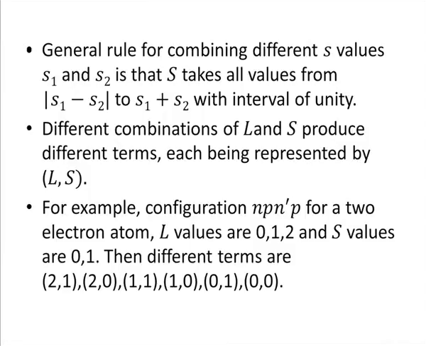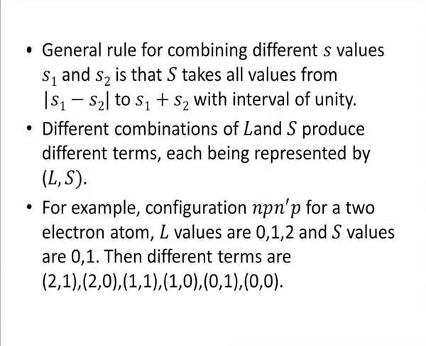General rule for combining different S values S1 and S2 is that capital S takes all values from modulus of S1 minus S2 to S1 plus S2 with interval of unity. Now, different combinations of capital L and capital S produce different terms, each being represented by capital L, capital S. So, that means capital L comma capital S is a term.